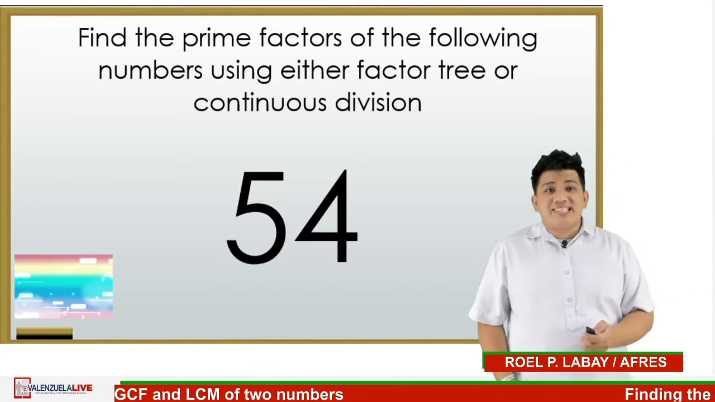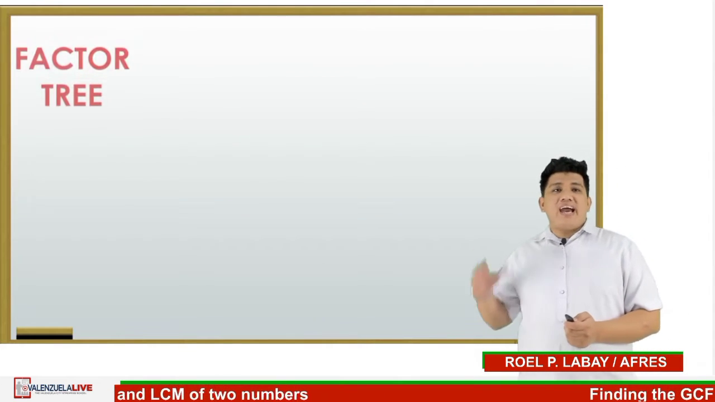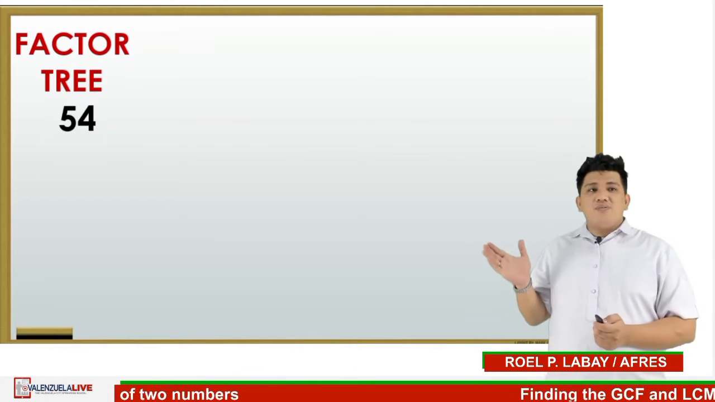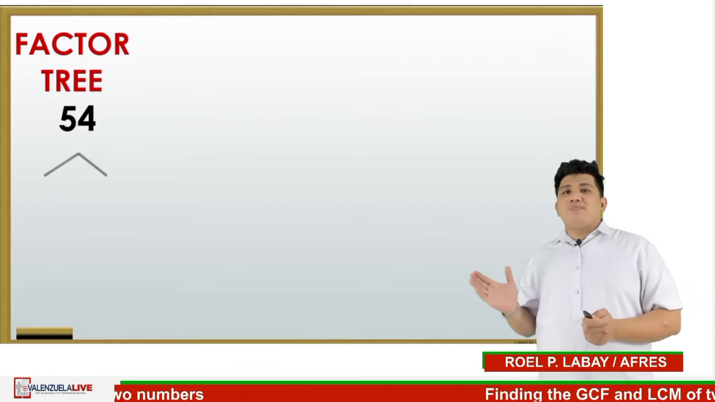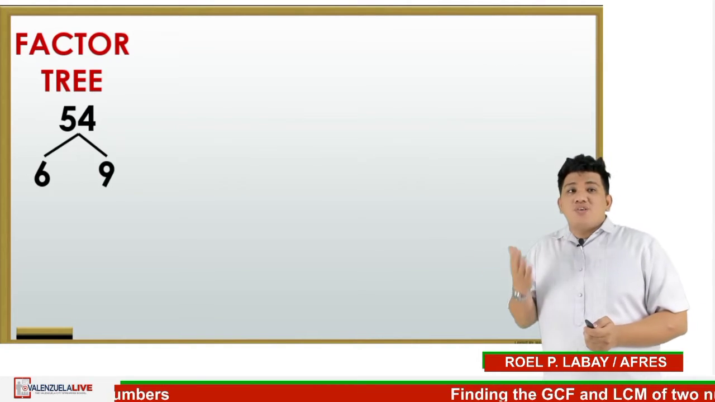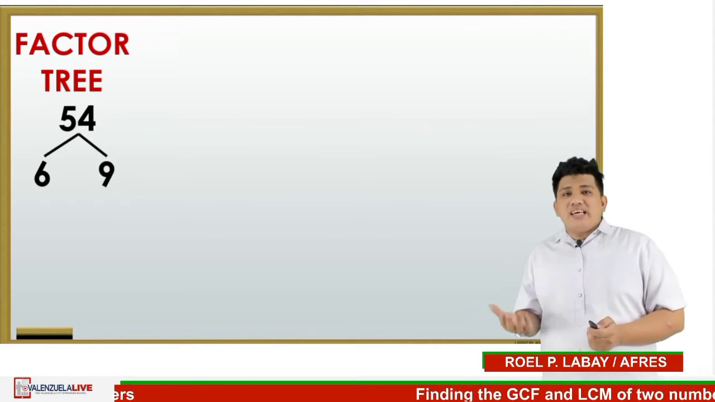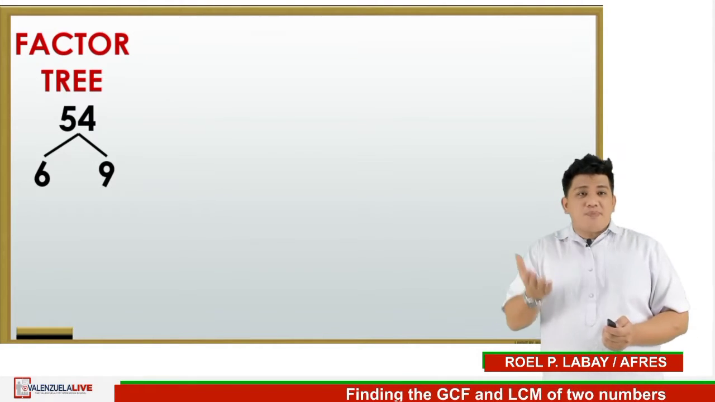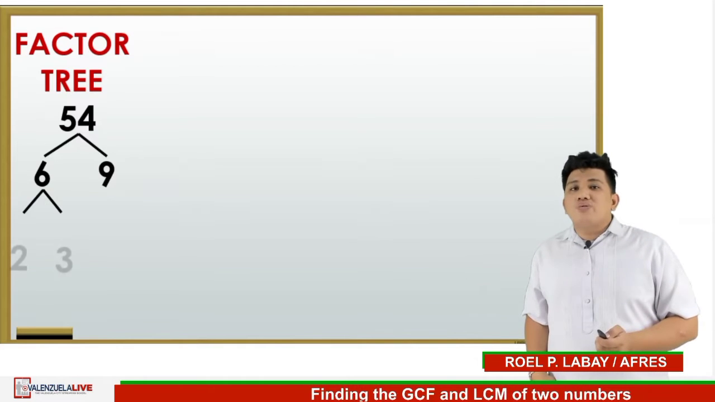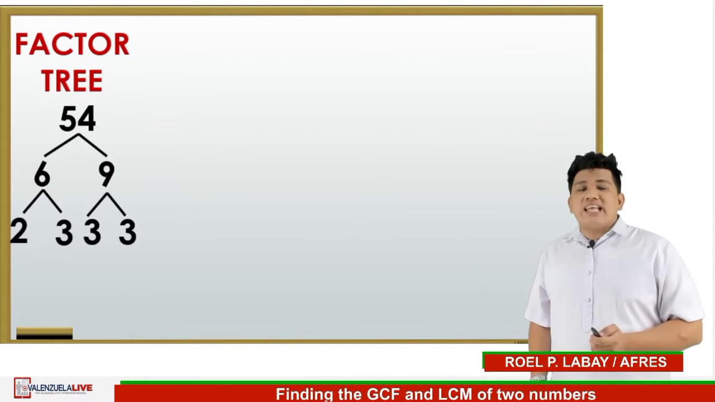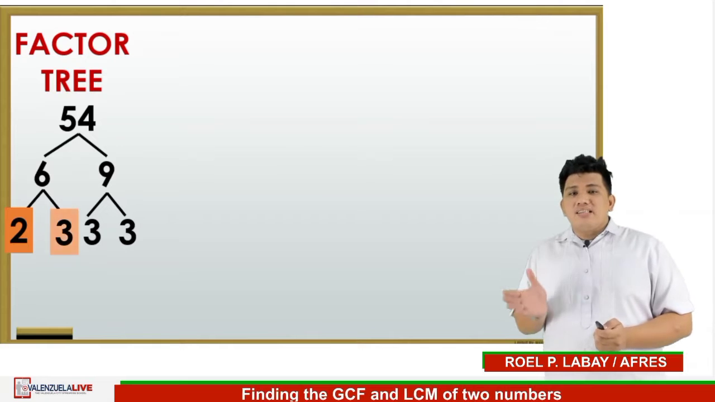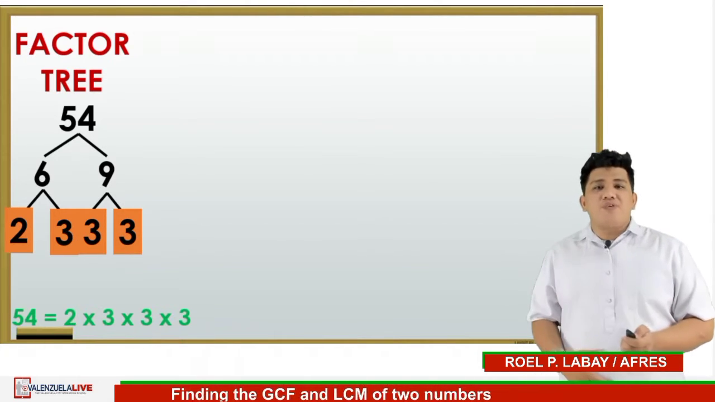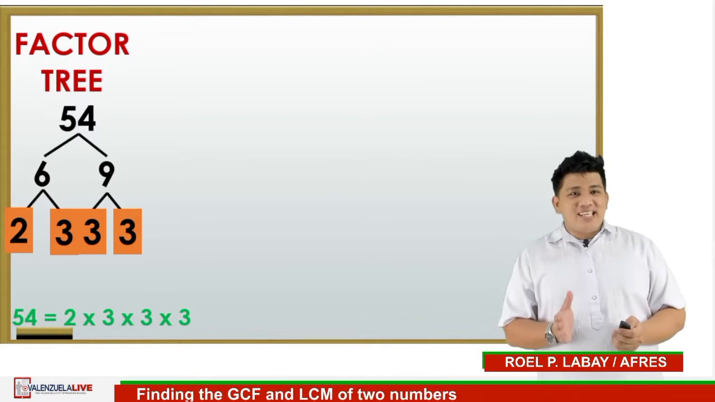Okay, time's up. Let's check your work. So we are asked to find the prime factors of 54 by using either factor tree or continuous division. Now, by using factor tree, the factors of 54 are 6 and 9. But you can also use 2 and 27 or 3 times 18. Now, 6 and 9 are not yet prime numbers. So we will factor 6 into 2 times 3 and 9 into 3 times 3. Now, 2, 3, 3, and 3 here are all prime numbers. Therefore, the prime factors of 54 are 2 times 3 times 3 times 3.